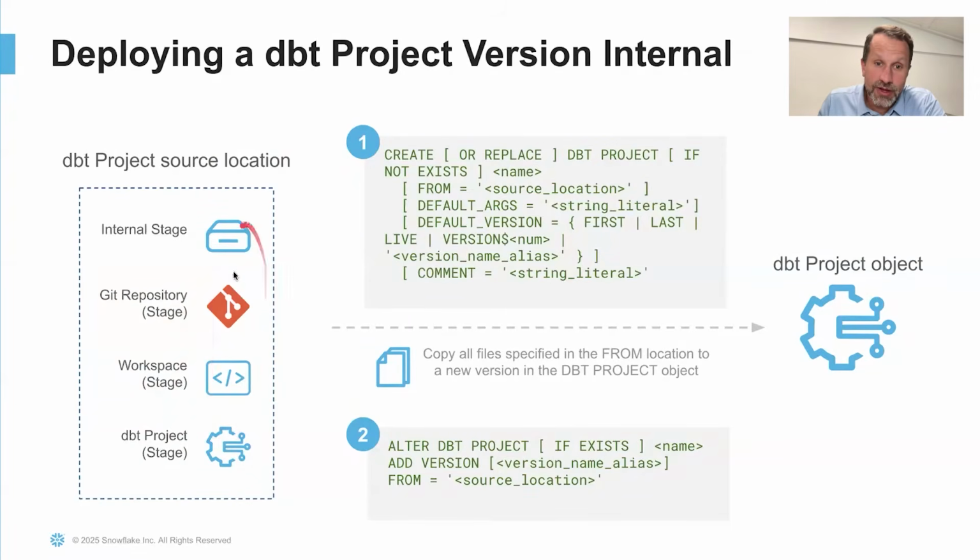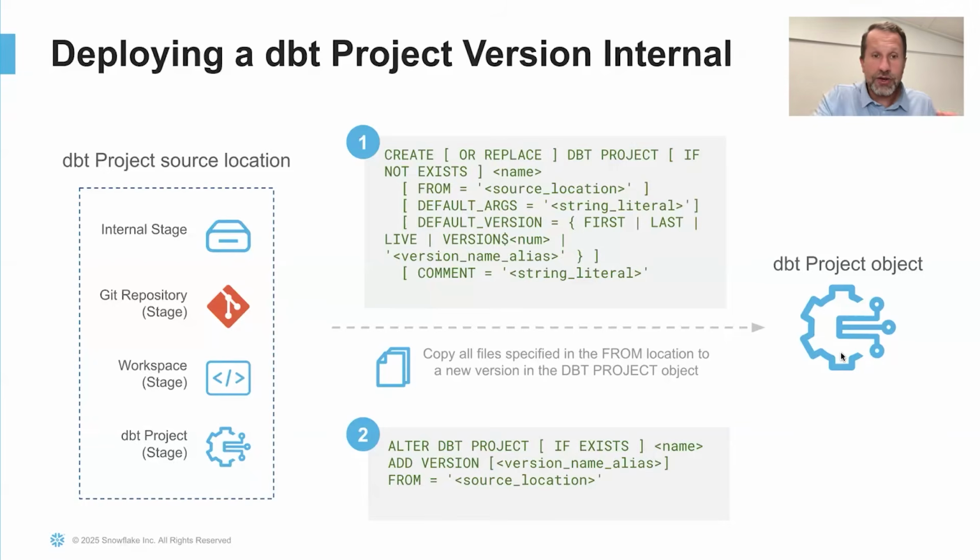So I can pick any one of those, and I can create or alter the object, add a new version from one of these sources. And what Snowflake does is actually creates a copy. This is important. All the files that lived in that source location get copied into a new version in our DBT project object. If you remember, I showed that slide earlier to visually show how that works. So each time you do an alter, you're creating a new copy of those files in the object, and they live there. That's really important. So if that source were to go away, you have a static deployed version with a version number that you can use in production until you're ready to deploy your new version. So that's very important.